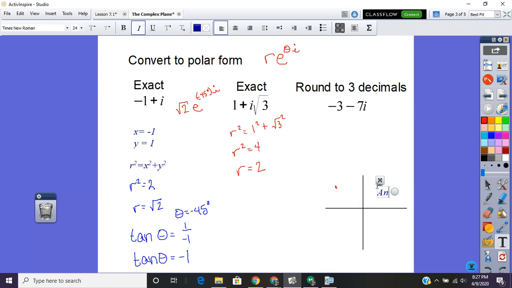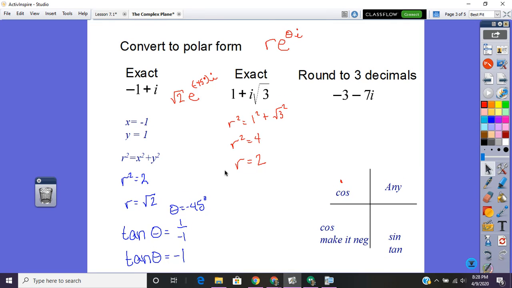Remember, this one could be any. This one was using cosine. This one was using sine or tangent. This one was using cosine and then make it negative. So what should we have done over here? Well, we should have used cosine. So let's try this again.